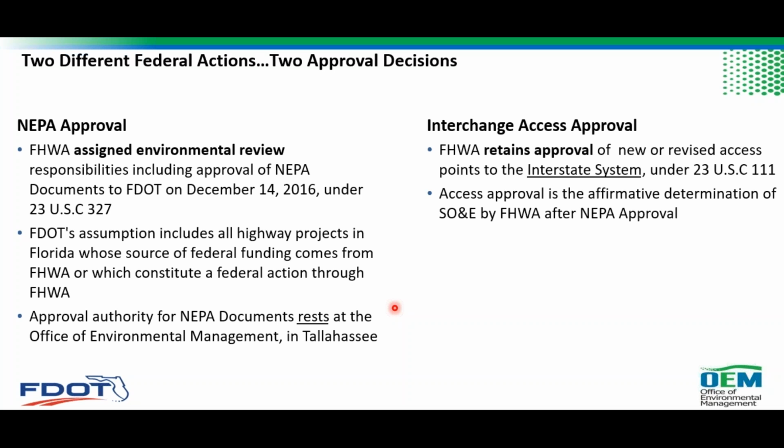If you go to the interchange access approval process, as Andrew said, FHWA retains approval of new or revised access points to the interstate system under Title 23 of United States Code, Section 111. And of course, the access approval is through the affirmative determination of safety, operational, and engineering acceptability done by FHWA or delegated to the department, as Andrew said, after NEPA approval. So to be clear, the final approval is done by FHWA, not us. Although we've assumed responsibilities from FHWA to approve NEPA, we don't have any assumption of the actions related to engineering and operational acceptability. So in plain language, I'd say NEPA approval is just environment, and then IAR approval is engineering, which we did not assume. I hope that one is clear.